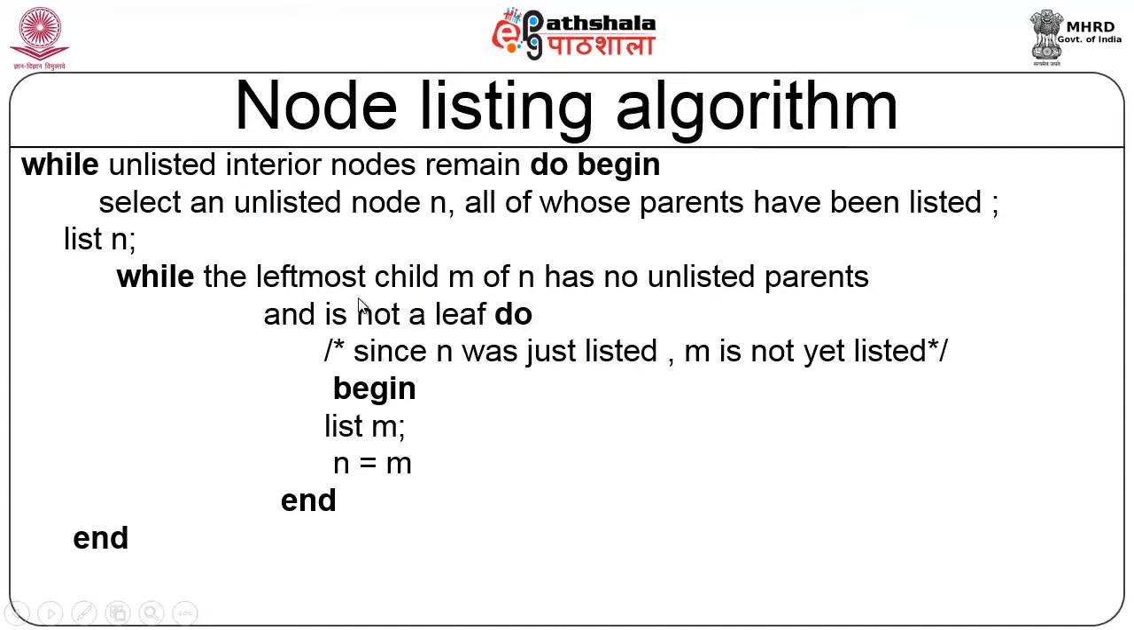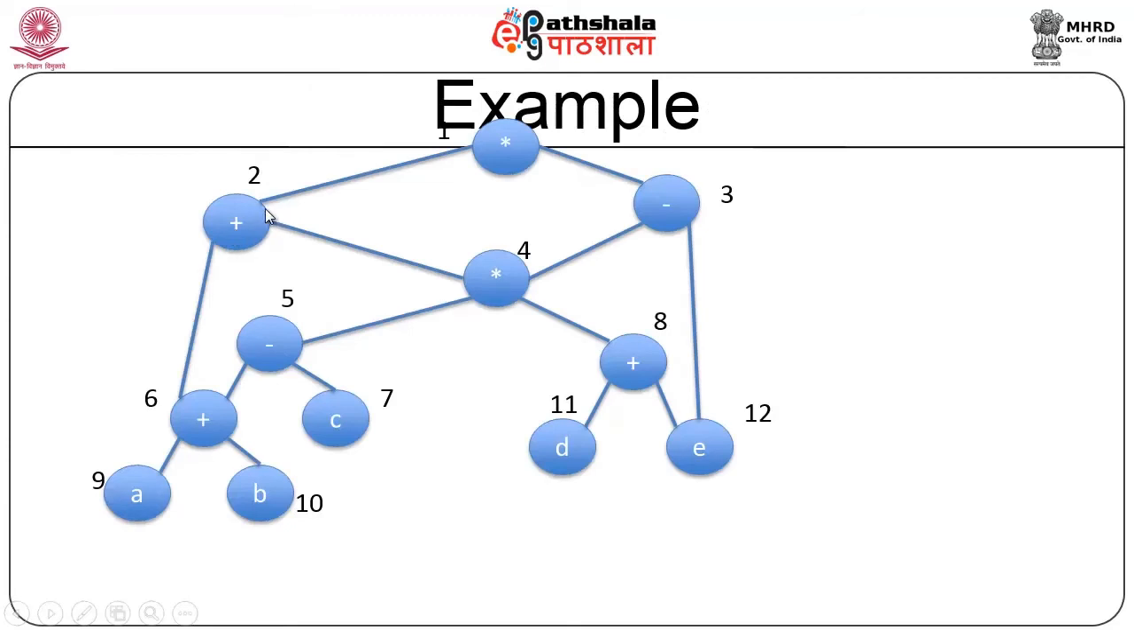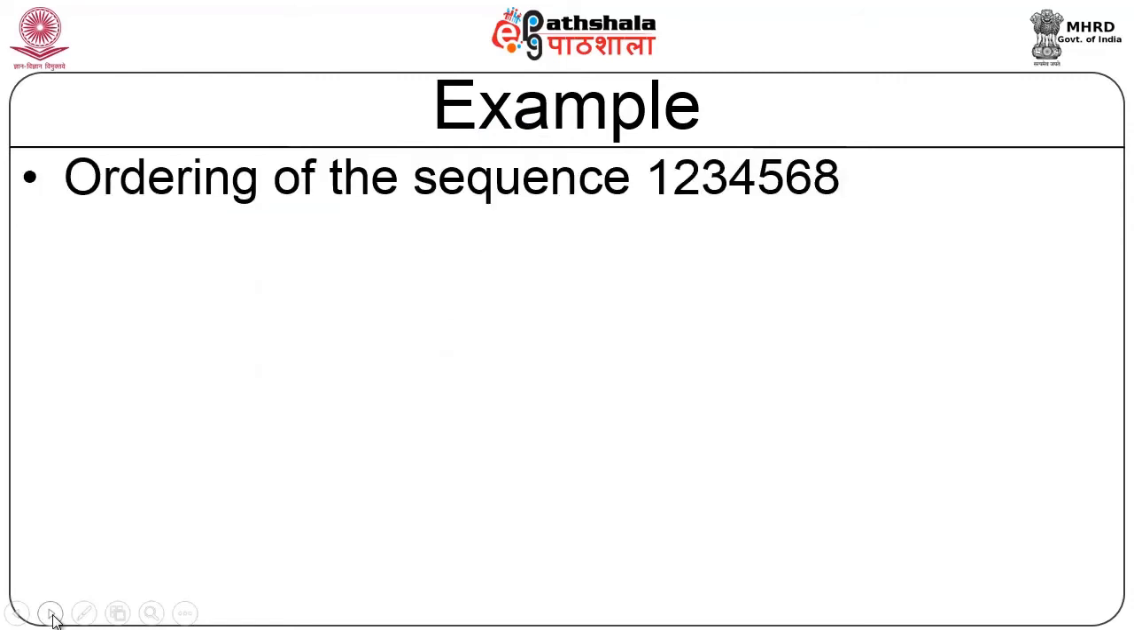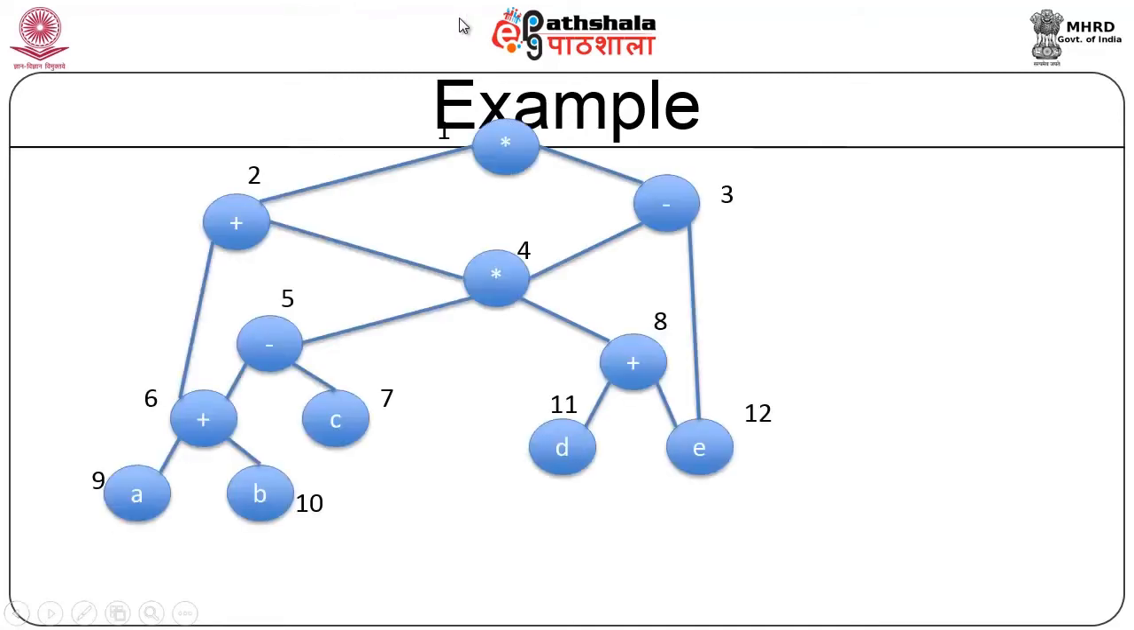So while the leftmost child m of n has no unlisted parents and is not a leaf, you list m. Then you will choose n equal to m. So you will start with this as my root. Okay, this as my root I have to start. If I continue like that, I will end up with a sequence 1, 2, 3, 4, 5, 6 and 8. Which is nothing but I will list this first and then this.